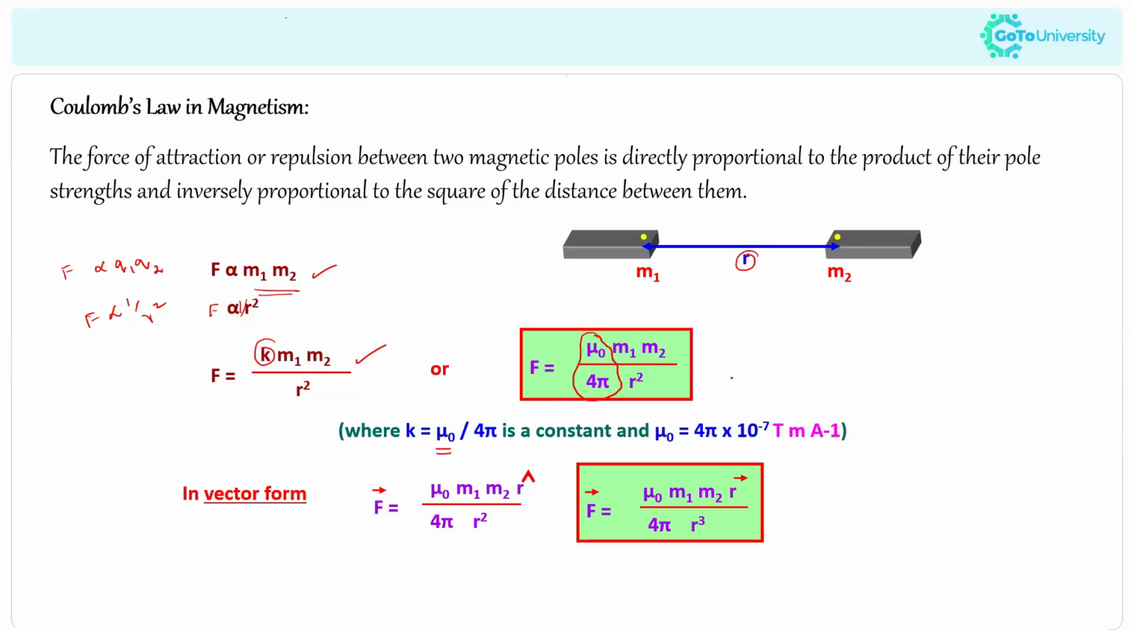whereas mu naught is representing the permeability of free space, which is always equal to 4 pi times 10 to the power negative 7. m1 and m2 are the pole strengths, and r is the distance between them. In vector form, we can write this as the vector F equal to mu naught m1 m2 divided by 4 pi, r vector over r power 3, times r cap.